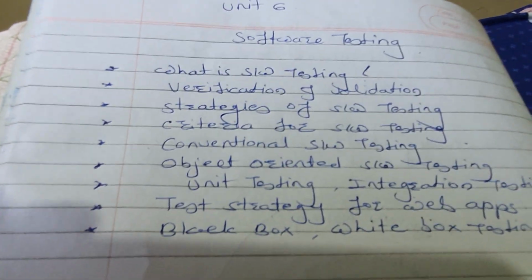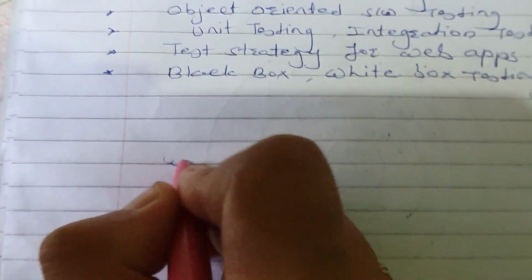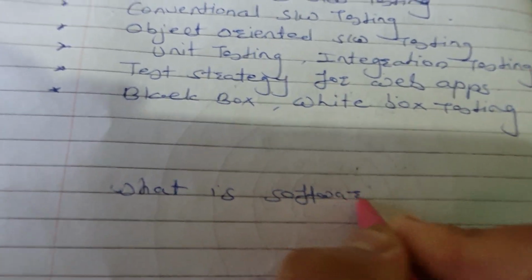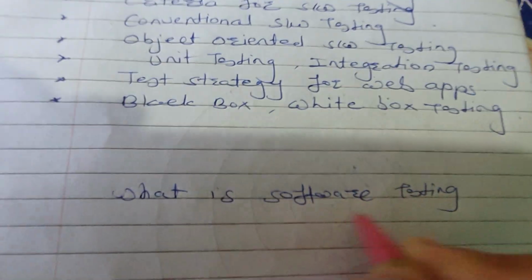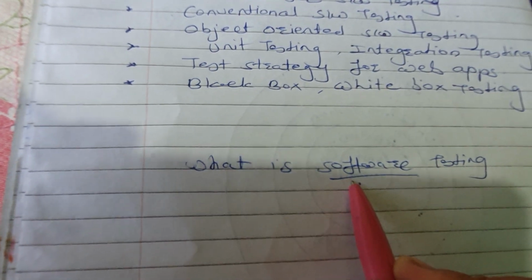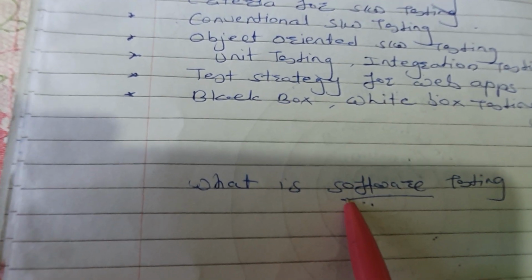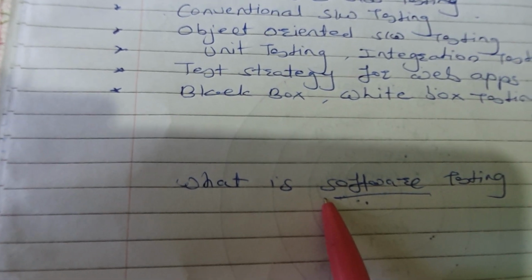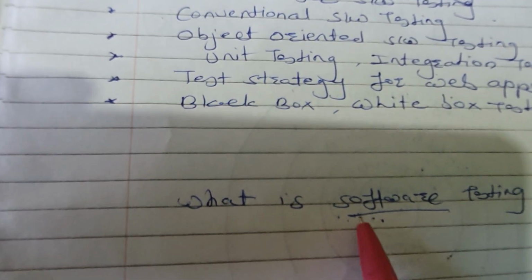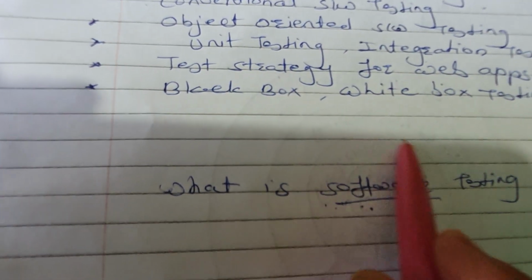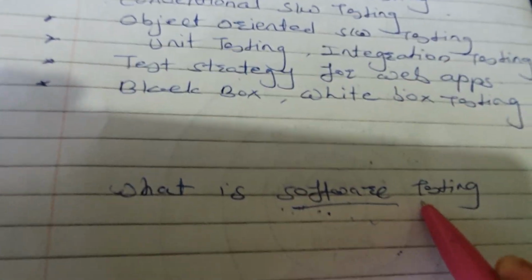So now suppose, what is software testing. First, what is software? Software means a set of instructions that acquire input and process that input to produce desired output. This output is produced in the form of function or method. This is called a software. Okay, so now what is testing?